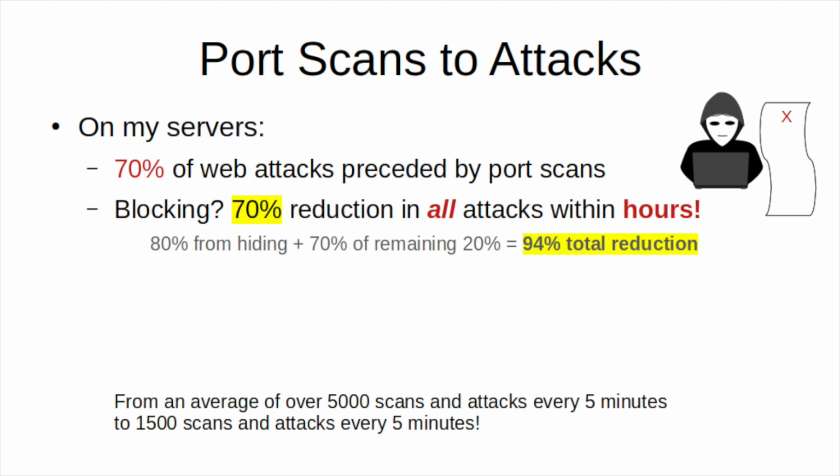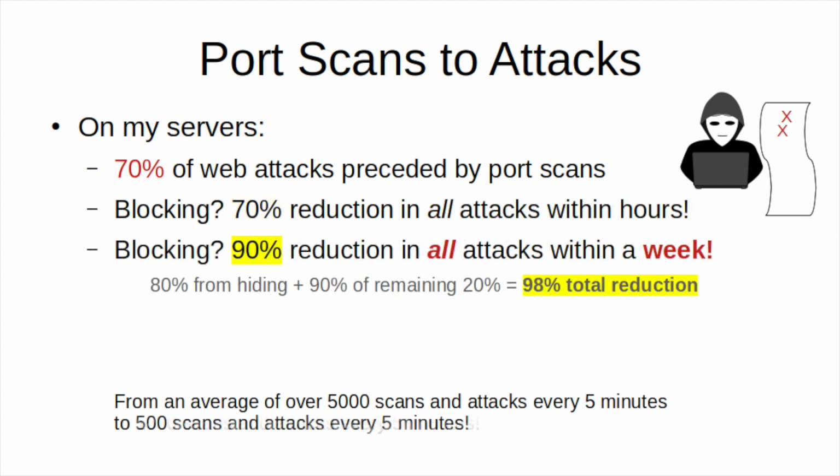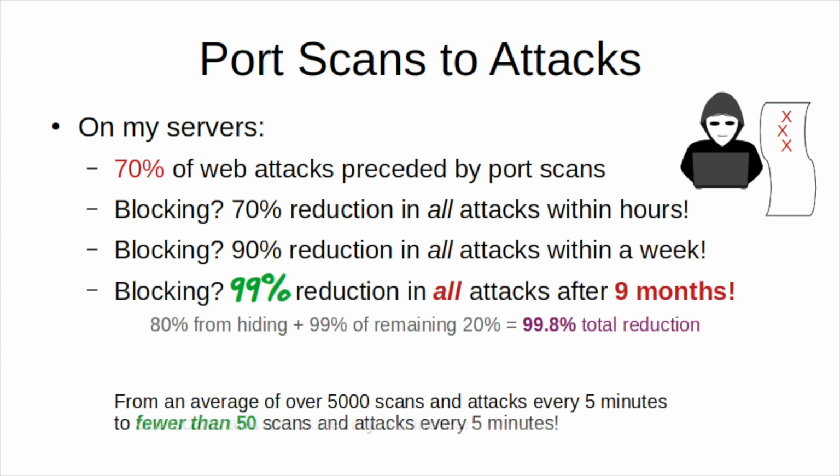But it didn't stop there. That was after a few hours. By the end of the week, it became a 90% drop. And this makes sense if you think about it. The attackers add servers to their list of targets to attack. It took about a week for these queues to remove my network address. But it didn't stop there. That was after a week. After 9 months, it became a 99% reduction. I went from receiving over 5,000 scans and attacks every 5 minutes to seeing fewer than 50 scans and attacks every 5 minutes. That's an awesome result.